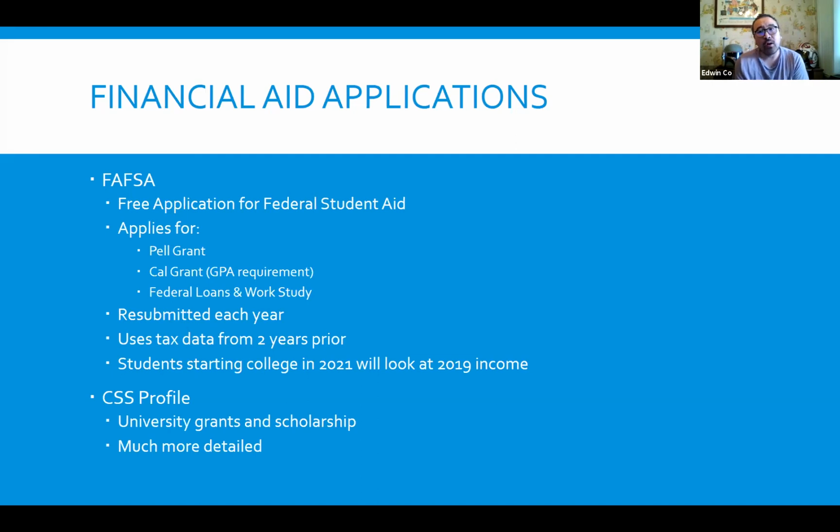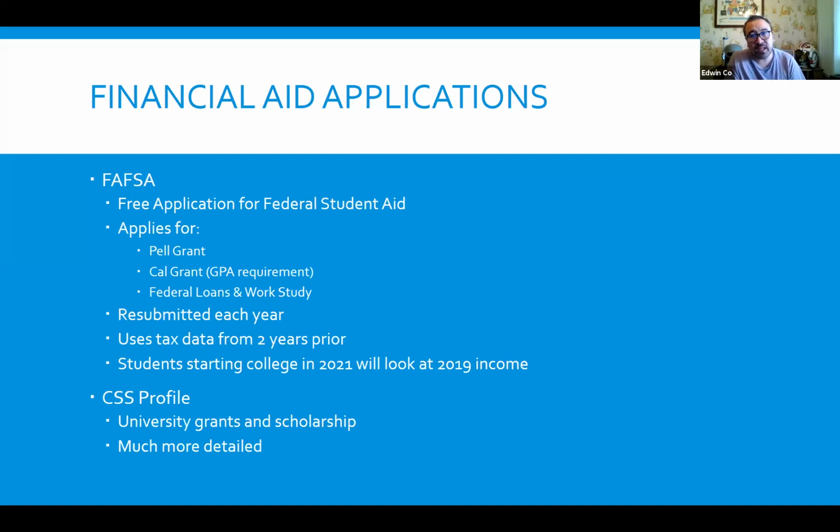The FAFSA only asks about your primary parent, or the parents that you live with. So if your parents are separated, you're only going to provide information for the parent that you live with or who provides 51% or more of your support. The CSS Profile will actually ask for information about your non-custodial parent, the parent that you do not live with. Okay, so it's a much more detailed application.